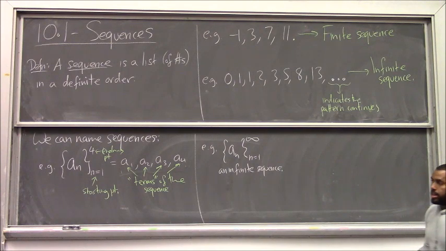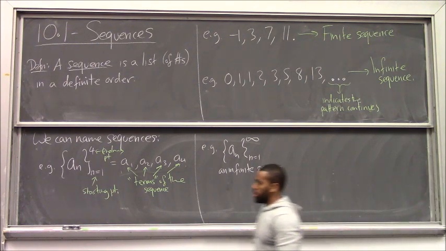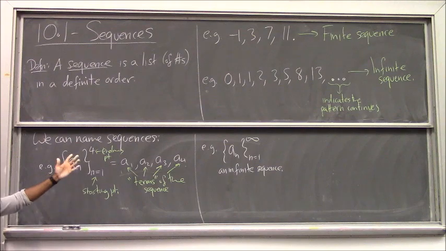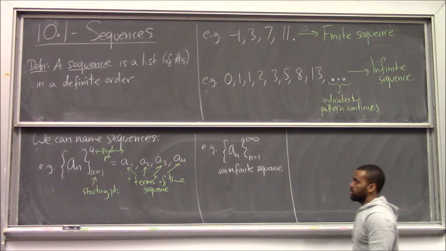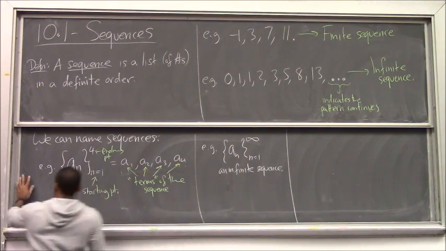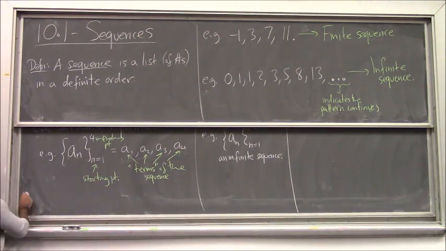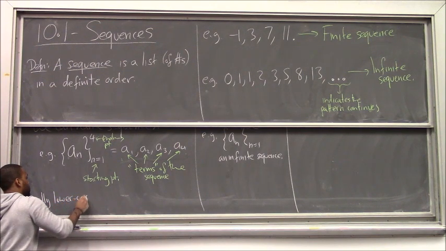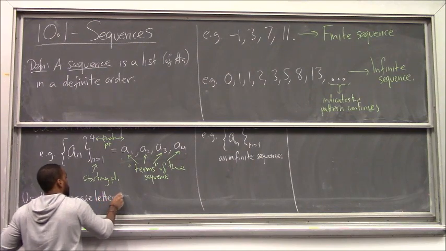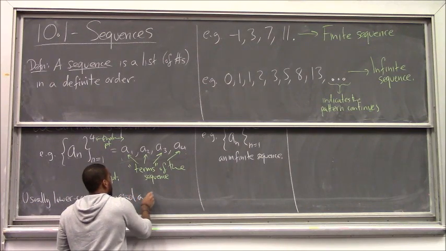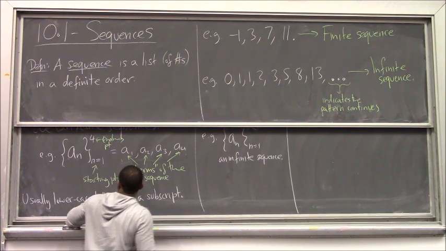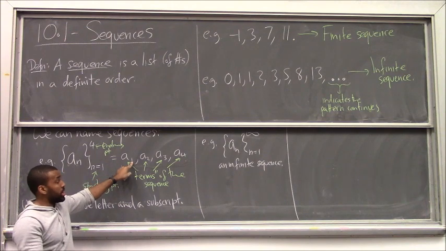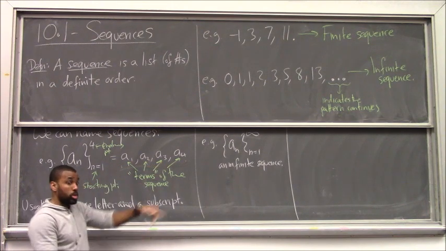So we can name them like a sub n. You usually name them with a lowercase letter and a subscript. So, mention that. So the subscript tells you where in the list you are. So the subscript of 1 tells you I'm looking at the first guy in the list. The subscript of 3 tells you I'm looking at the third guy in the list.